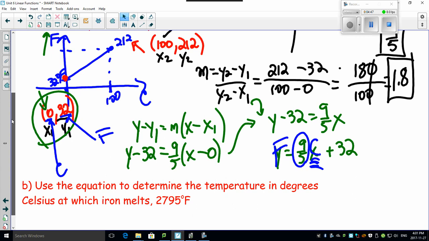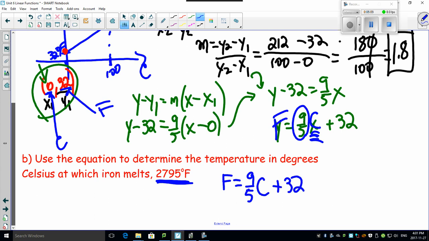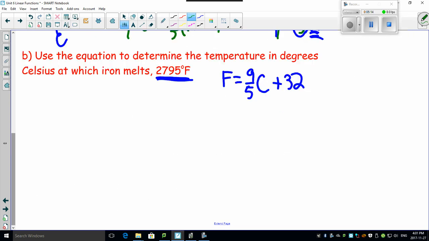So let's figure this out with a really interesting little additional question here. It says, use the equation to determine the temperature in degrees Celsius at which iron melts. So wait a second, hold on. This is in Fahrenheit. Here comes our formula. F equals 9/5 C plus 32. Okay, so with that in mind, let's put in the Fahrenheit. The Fahrenheit here is 2,795 degrees equals 9/5 C plus 32.